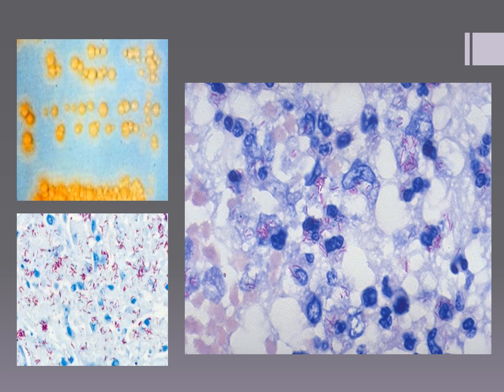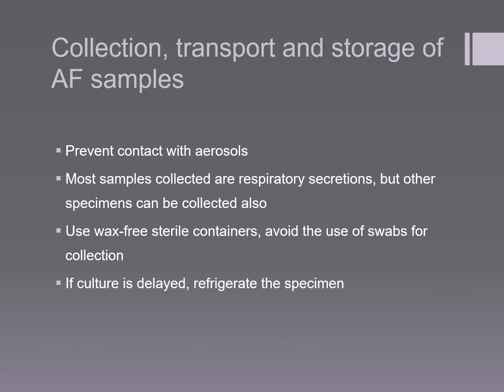a blue background. Let's talk a little bit about the collection, transport, and storage of acid-fast samples. We do always want to prevent contact with aerosols, so anytime you're working with samples that are going to be acid-fast tested, we need to use a biological safety cabinet or a hood. Okay? Most samples collected are respiratory secretions, usually sputums, but other specimens can be collected also.